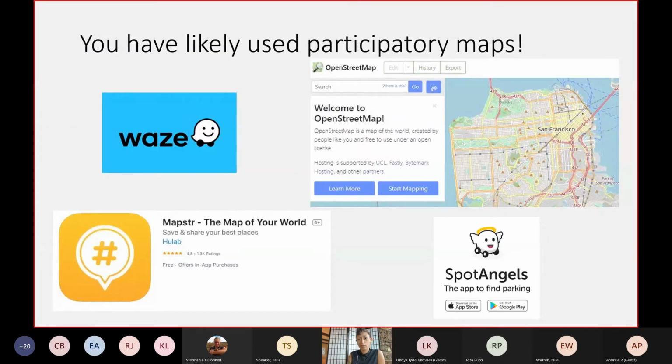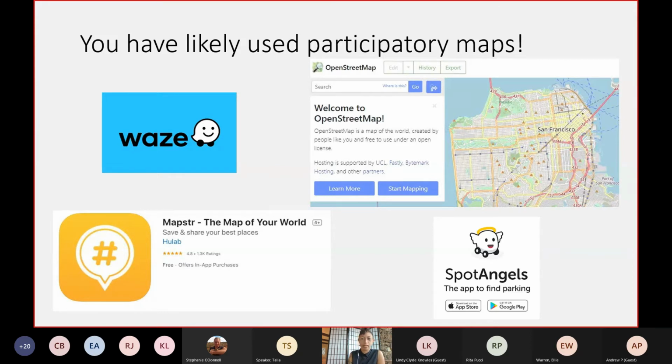So you have all likely used participatory maps. If you've used Waze or OpenStreetMaps or some of those other popular apps, you're actually using participatory maps. And all of these apps that I've put up here and many others allow community members to note various relevant aspects that are happening around them. So Waze, for instance, lets people upload when there is a traffic accident or construction, and the app updates the traffic patterns and predictions for you to use while you're driving.